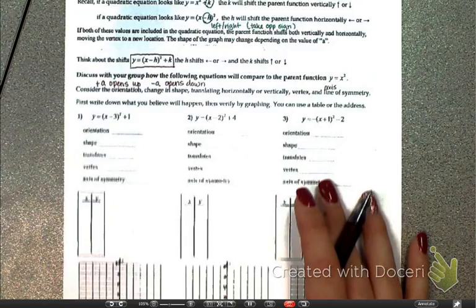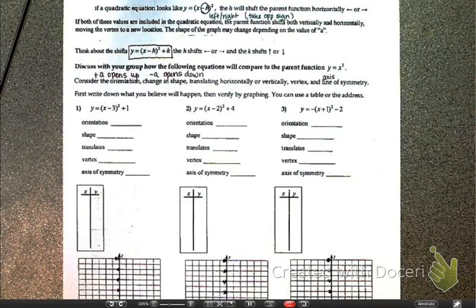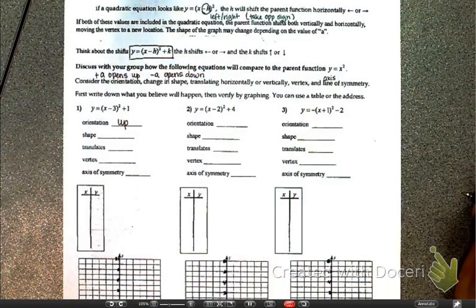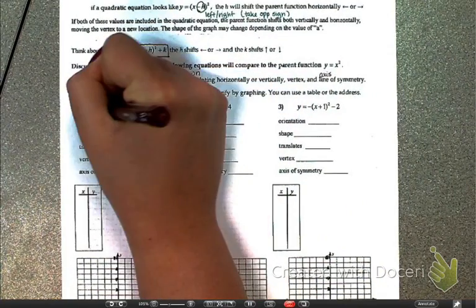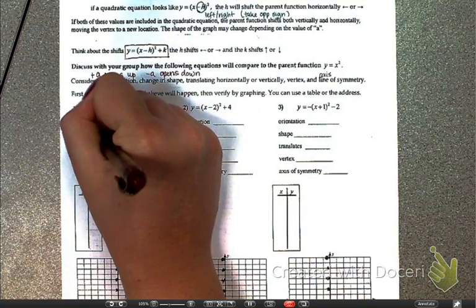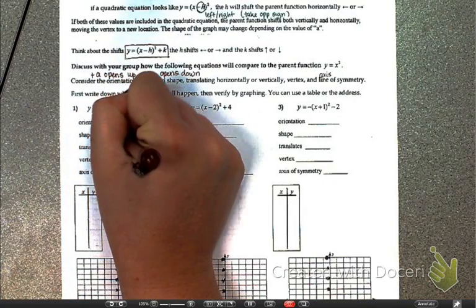All right, so before we graph this first one, let's identify some of these key features, which we just did in our warm-up. So what is the orientation of this first equation? Why do I know it's up? a is a positive 1. There is a positive 1 out in front of those parentheses. Now, do I have a compression or stretch, or is there no change based on the parent function? No change because a is equal to 1, right?